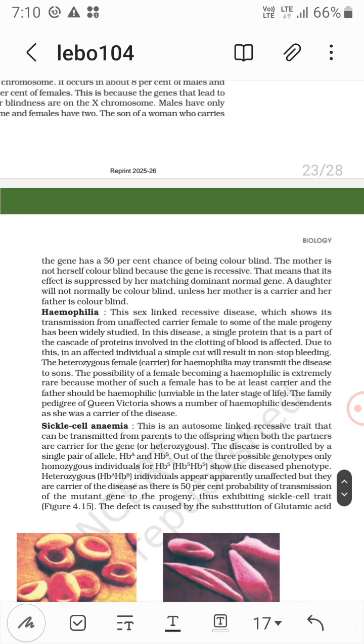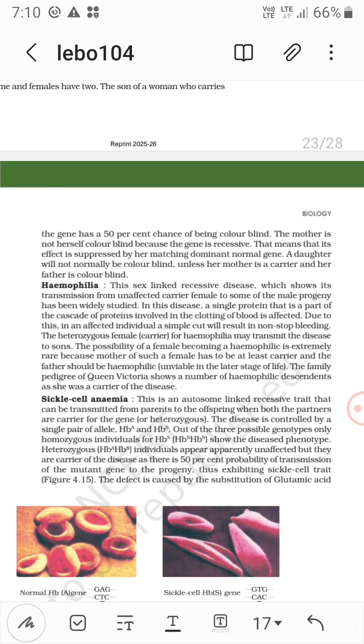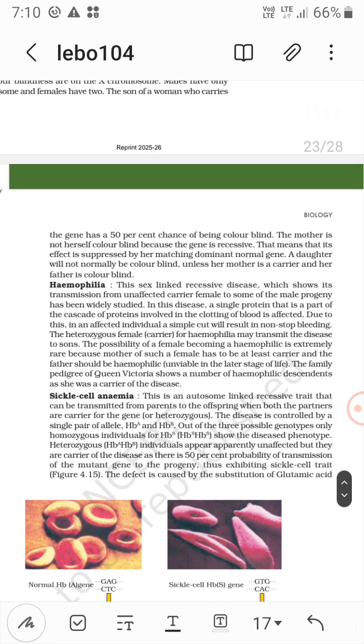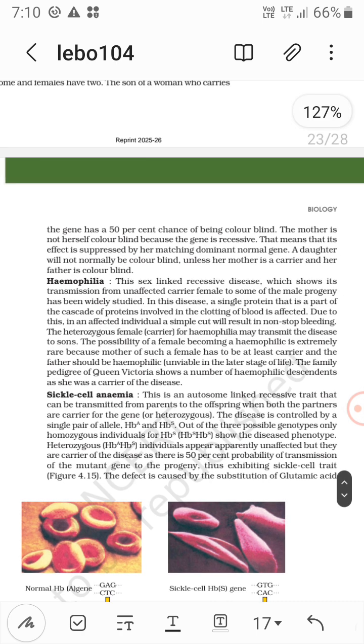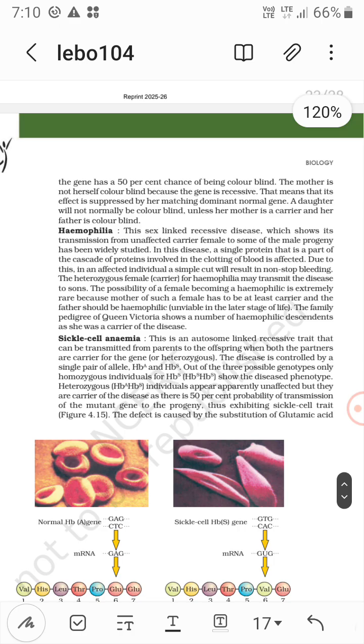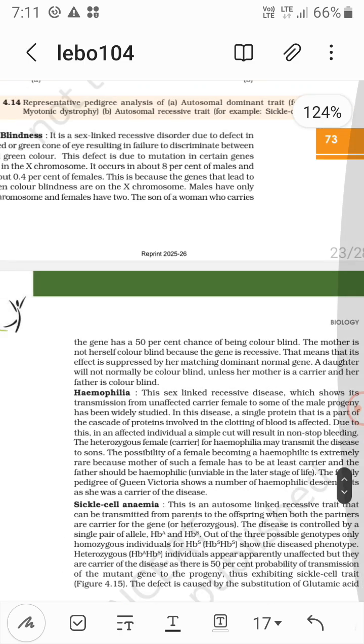A daughter will not normally be colorblind unless her mother is a carrier, that is 50% carrying the gene for colorblindness, and her father is colorblind, that is X^c Y. Now, hemophilia is an X-linked recessive disorder.